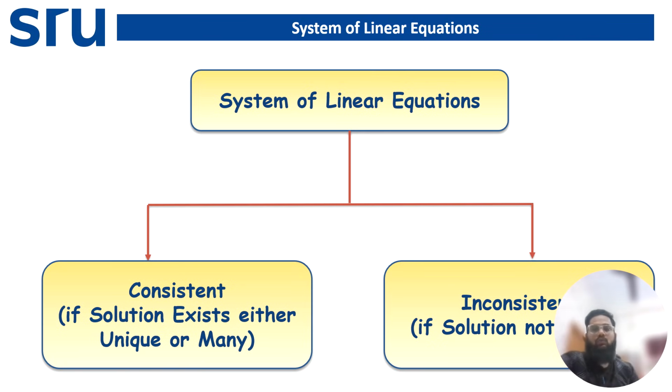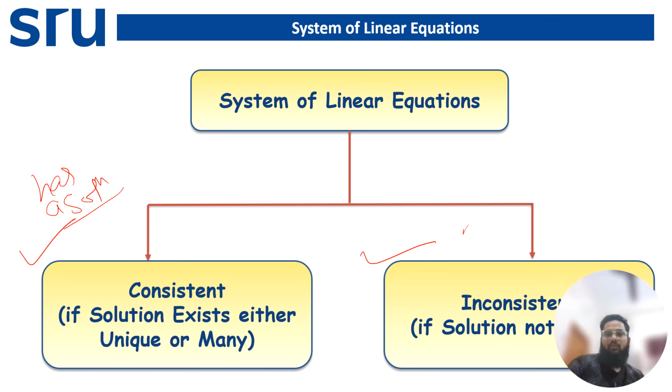Now, in terms of existence of solutions, we can classify the system of equations into two different kinds. One is consistent. Consistent means the system has a solution, either unique or infinitely many, but a solution exists. And another is inconsistent, that means no solution. So what is a consistent system? It has a solution. It can be unique, it can be many, and inconsistent means there is no solution.